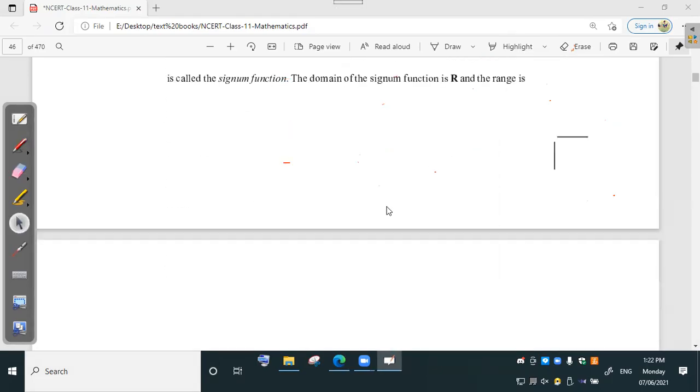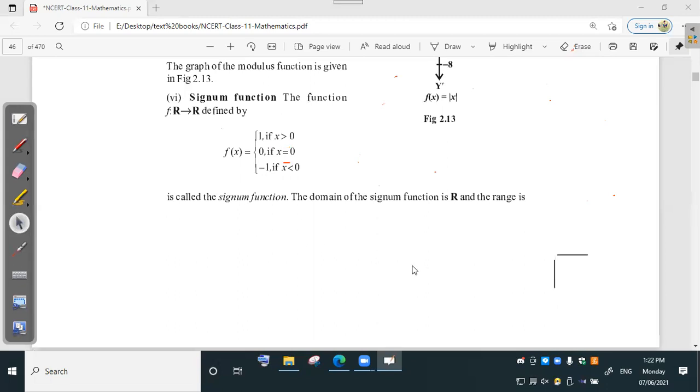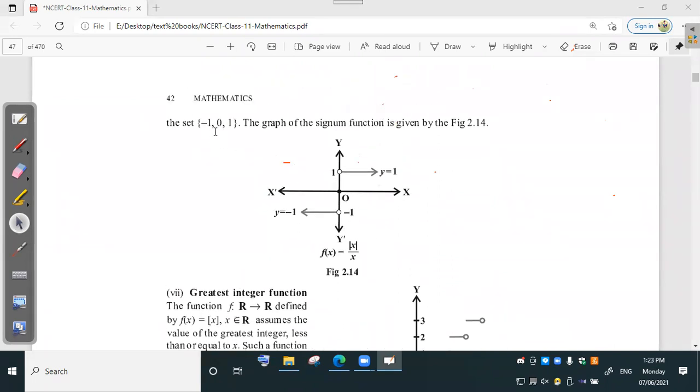Then the signum function. The signum function is a particular type of function from real numbers to real numbers, where its value is 1 when x is greater than 0, its value is 0 when x is equal to 0, and its value is minus 1 when x is less than 0. This is called the signum function, and its graph will be like this. The graph only has the values 0, 1, and minus 1, so 1 and minus 1 are not included at the ends, and 0 lies only on the x-axis, so we cannot show it as a line.